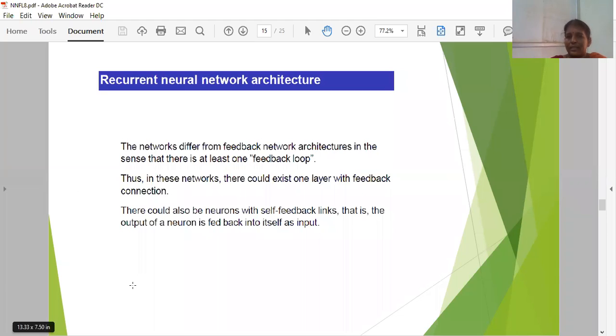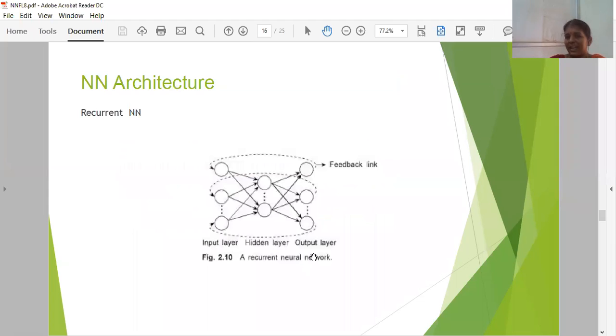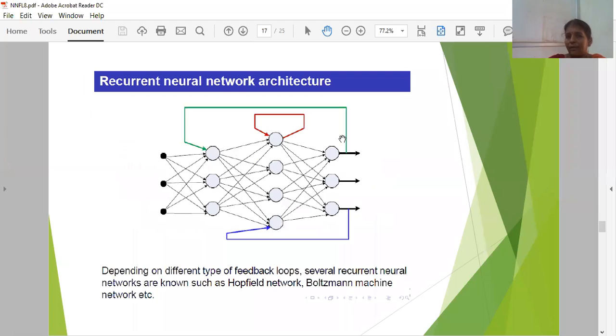One more thing is the last architecture, the recurrent neural network architecture. This network is different from feed-forward architectures in that at least one feedback loop is in existence. There could exist one layer with feedback connection, or self-feedback links are also present. That is, the output is fed back to the input, or there may be one self feedback also in existence.